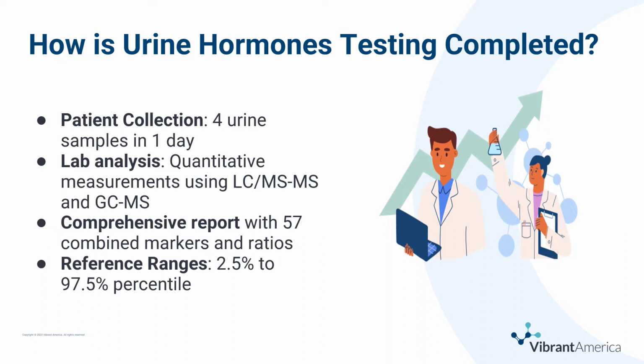Lab analysis is quantitative. Measurements are made using liquid chromatography, mass spectroscopy, and gas chromatography, mass spectroscopy. A comprehensive report with 57 combined markers and ratios is generated with reference ranges from the 2.5 to 97.5 percentile.